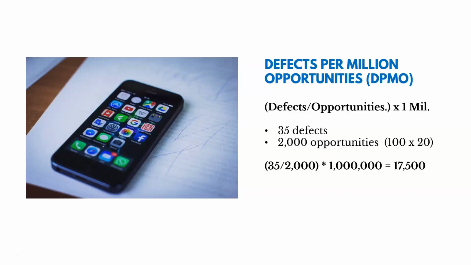So we know that we have 35 defects across those 100 phones or 100 units. Now, remember though, in each phone, there's 20 opportunities to fail. And so we're going to take those 100 phones and multiply it by 20 to get our total opportunities to fail. There's 2,000 chances to mess things up. So we're going to take 35 and divide it by 2,000, and then take the result of that and multiply it by 1,000,000. So we've got 17,500 defects per million opportunities. And if you recall, in Six Sigma, we're trying to achieve 3.4 defects per million opportunities or fewer. We're not quite there yet. We're pretty far off.